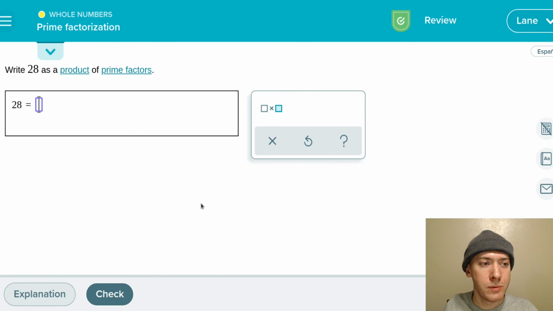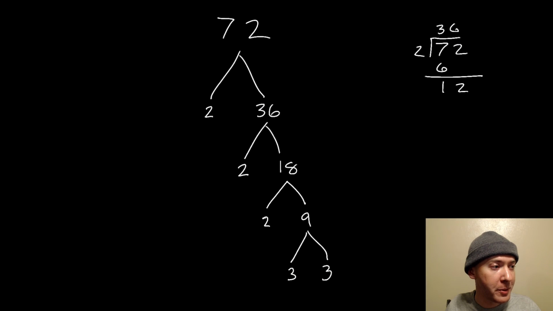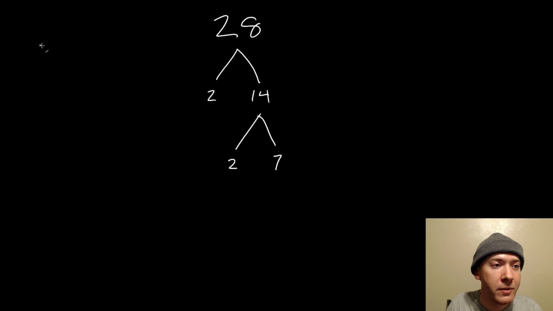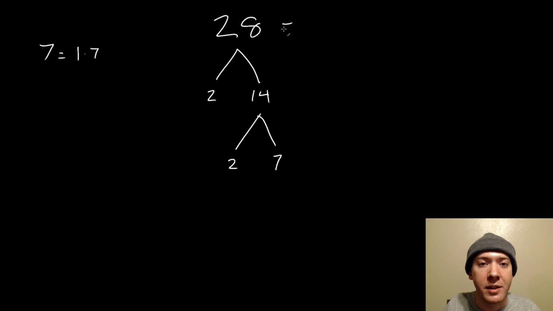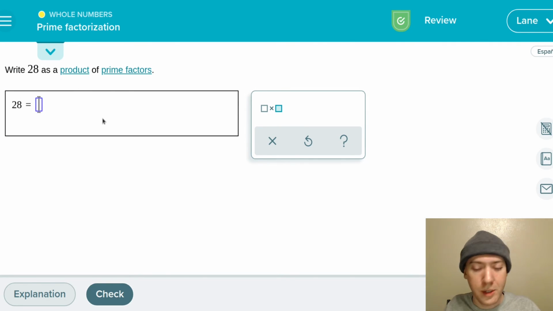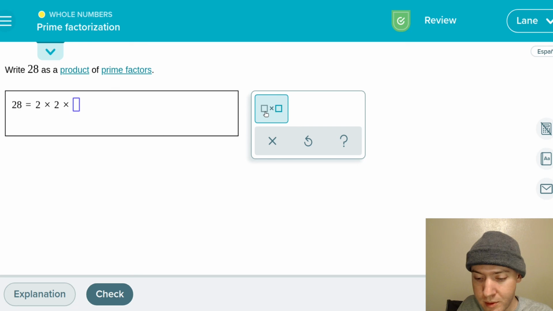Okay, we'll do another problem. 28 as a product of prime factors. Back over to the blackboard, and I'm going to clear it off. 28 is even, so let's start by dividing it by 2. We'll get 14, and 14 is even, so we'll divide it by 2, and we'll get 7. Now, 7 is a prime number, right? The only factors of 7 are 1 and 7, so we're done. Now, 28 is 2 times 2 times 7. So let's go back over to Alex and put in this answer. 28 is 2 times 2 times 7.